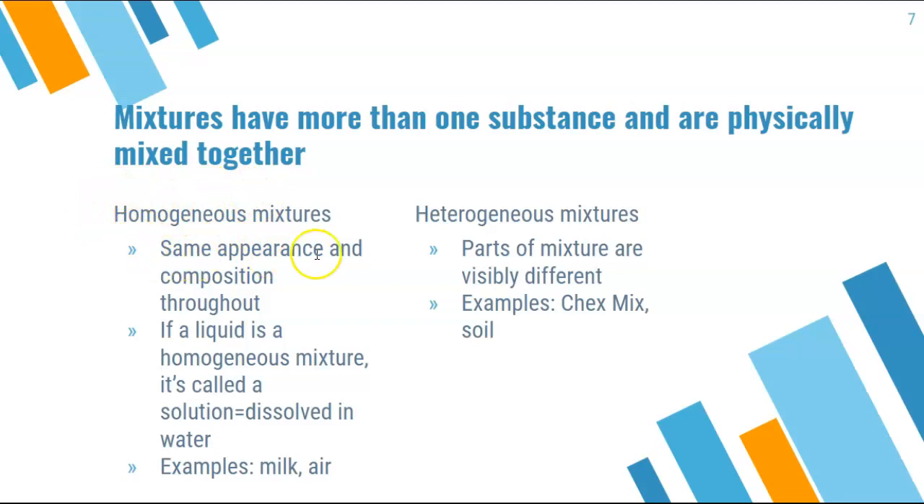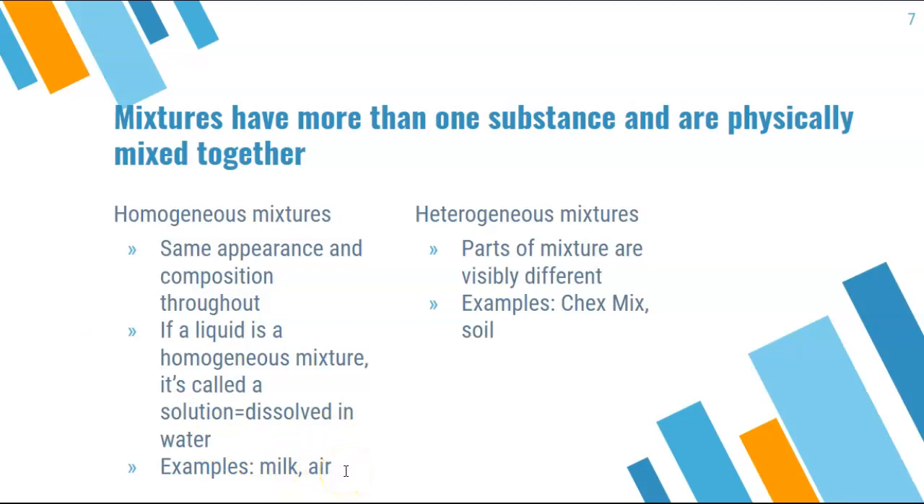Okay, so the same appearance and consistency throughout, and if it's a liquid like milk, we call this a solution, which just means it's dissolved in water. Okay, so milk is an example of a homogeneous mixture because we have more than one kind of matter that was physically mixed together by the cow's body, and it looks the same throughout. Another thing would be air. We forget about it, but air is not just made of oxygen.